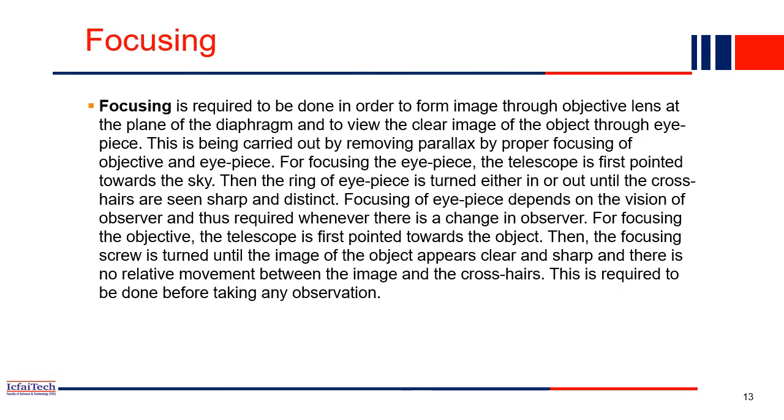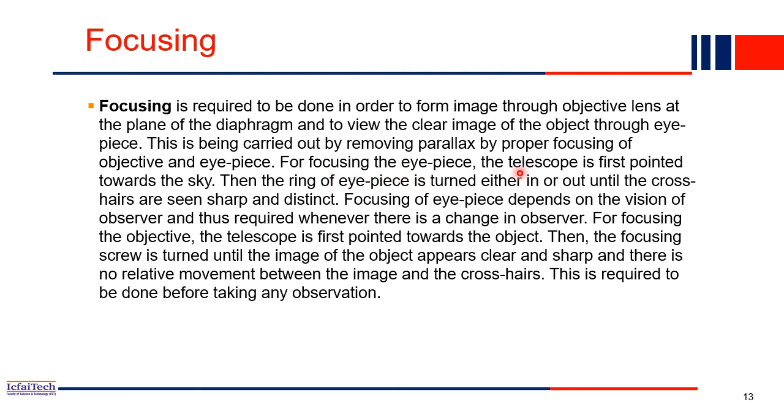So next is the focusing, right? Focusing is required in order to form an image through the object lens at the plane of the diaphragm. In the diaphragm there will be a crosshair. From this crosshair you have to sight the object or staff at the far end, to view a clear image of the object through the eyepiece. This is done by removing the parallax by proper focusing. Proper focusing is very important. Otherwise the vision will be blurred and there will be error while taking the reading.